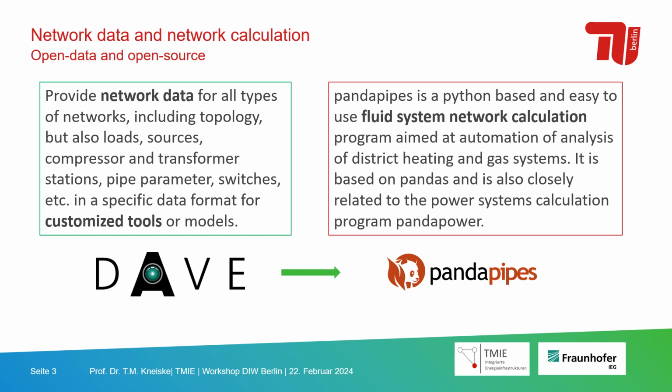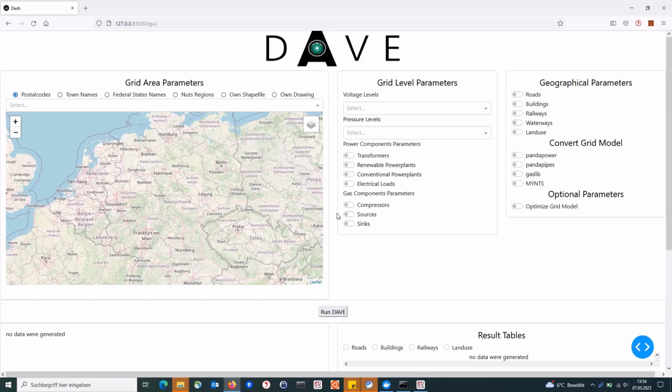Pandapipes is the Python-based fluid network simulator. It is programmed for water and heating networks, but also for natural gas and hydrogen networks. If you only change the fluid, you can theoretically also model CO2 networks or ammonia networks. But this is not implemented yet. So let's first take a look at the DAVE tool.